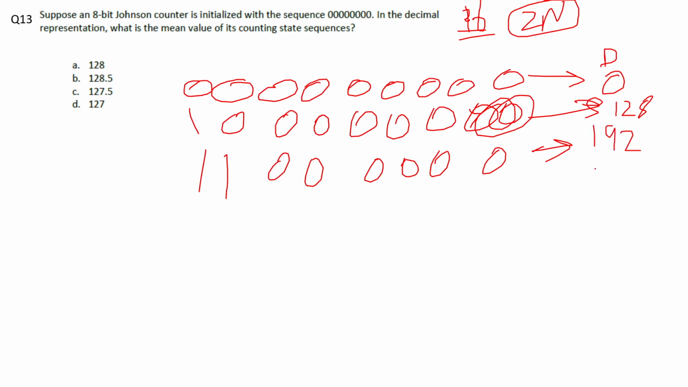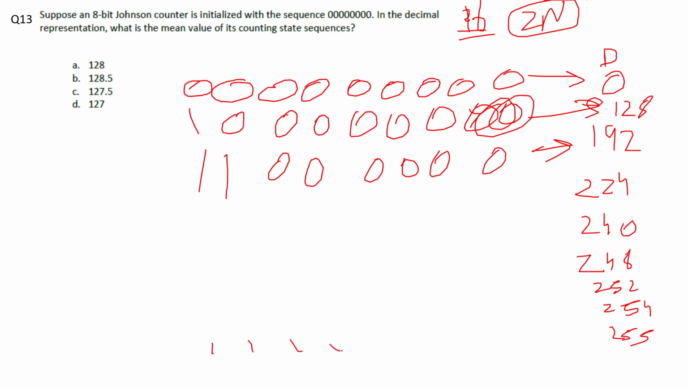So I'll just go through these points quickly. The next decimal value will be 224, then it will be 240, then 248, then 252, then 254, and then 255. Then after that, this is 255 for the case when all of the bits are 1. Now 0 will propagate, it will be 01111111. So it will be 127, then 63, then 31, then 15, then 7, then 3, then 1.